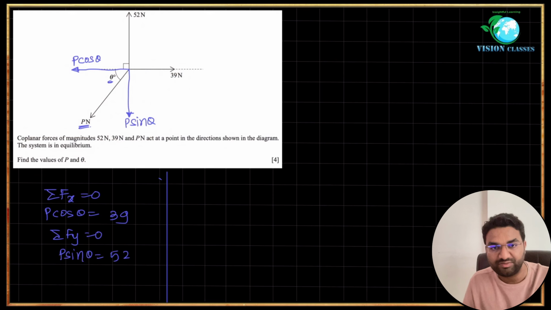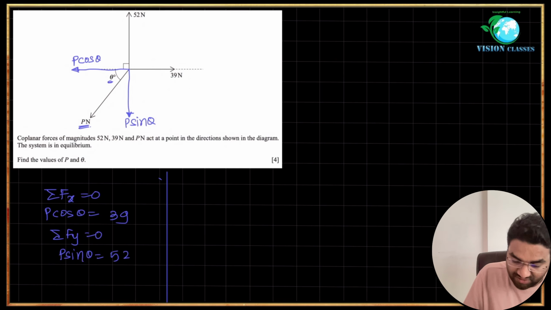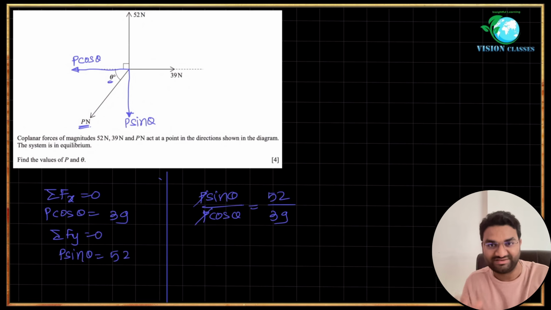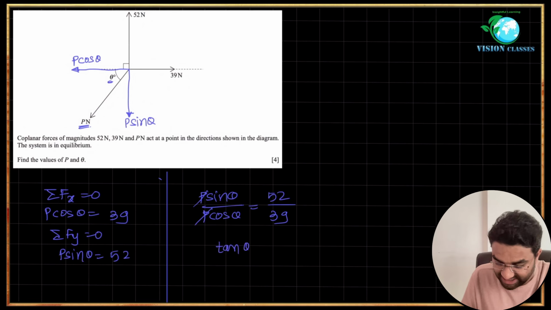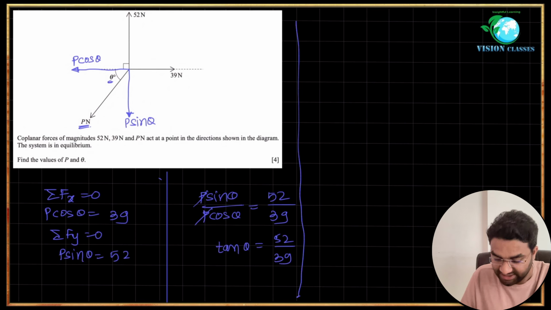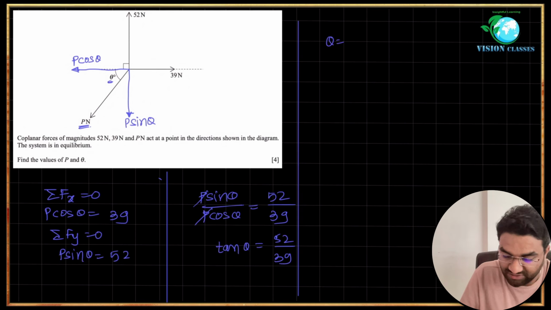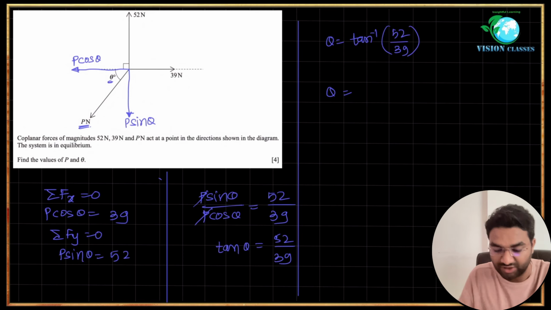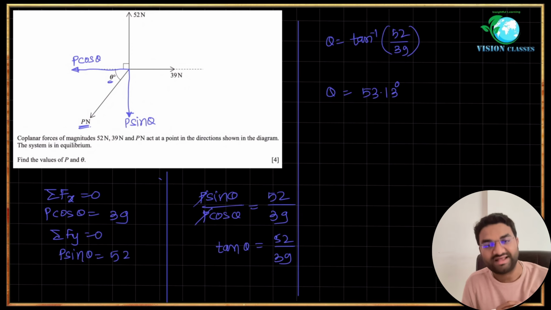To find P and theta, we can first take the ratio. P sin theta upon P cos theta is equal to 52 upon 39. So P gets cancelled out. Sin theta upon cos theta is basically tan theta, so tan theta is equal to 52 over 39. Then to calculate theta, you can use tan inverse of 52 over 39, which is equal to theta is 53.13 degrees. That's it.